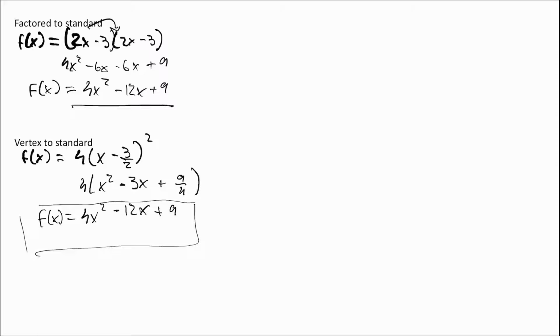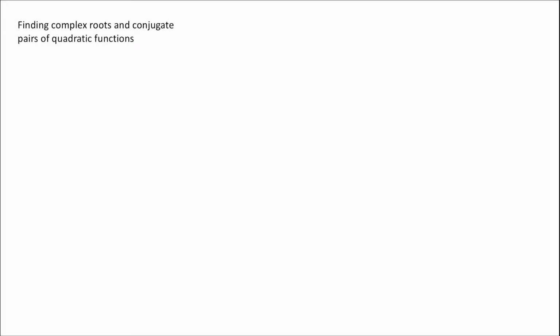Okay, so now we know how to do this. Let's go to finding complex roots and conjugate pairs of quadratic functions. So what we have to understand here to do this is that the root of -1 equals i, so imaginary numbers. And an important thing here is, let's say I have the root of -4. Well, root of -4, I can separate this into root of -1 times root of 4. Then root of 4, I know that's 2. Root of -1, I know that's i. So the root of -4 is actually 2i.